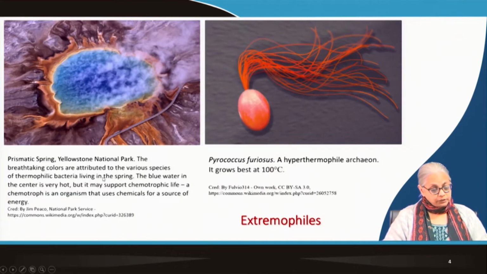So here we have a boiling water spring. This is from the Yellowstone National Park. All the colors are due to different species of thermophilic bacteria that live in this particular spring. The blue water in the center is extremely hot, it's boiling, but it does not prevent particular species of bacteria from growing in it. Here's another example of a hyperthermophilic archaeobacteria. The optimum temperature for its growth is 100 degrees centigrade. So this is Pyrococcus furiosus.